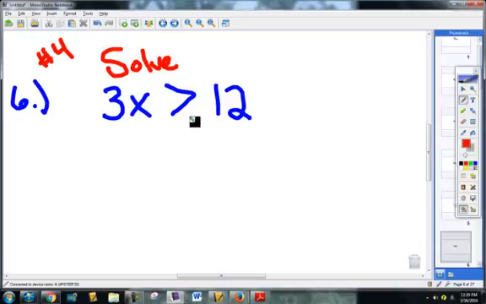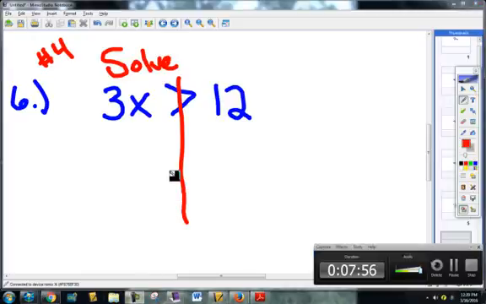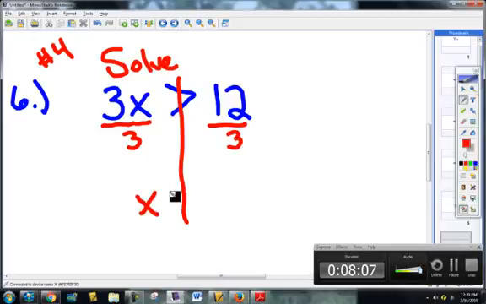There's no equal sign. It's an inequality symbol. So you still draw your line. You still ask yourself what is happening to the variable. You still undo whatever's happening to the variable using inverse operation. So then we're going to divide 3 to both sides. Now I'm going to learn that x is going to be greater than 4. And there's your answer. Now if we were graphing that, it would look like this.